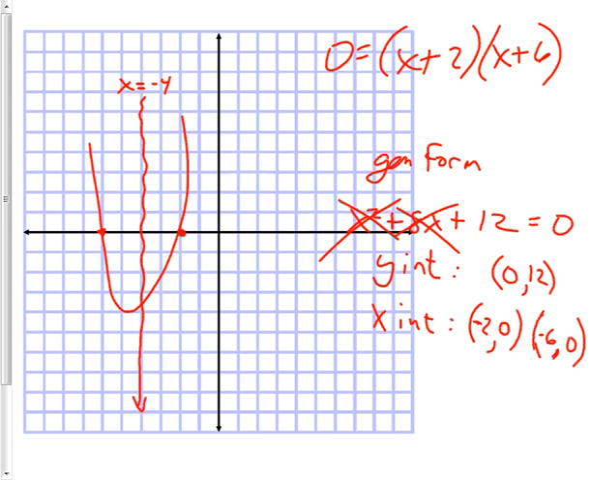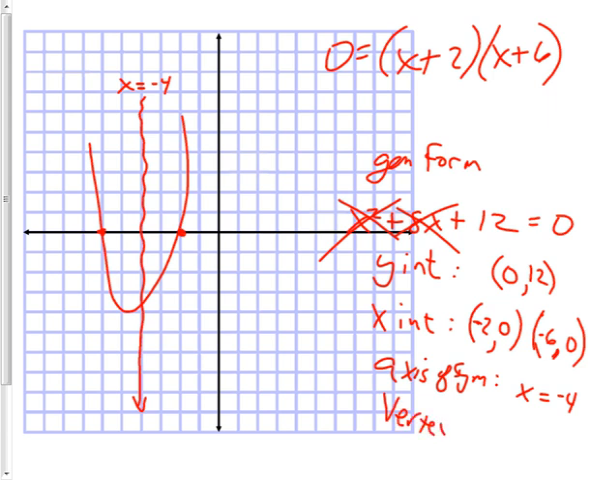Okay. Next thing is the axis of symmetry. That's a line. Remember, it's not just a number. I'm aware that it's negative 4, but don't write negative 4. Write x equals negative 4. That's a line as opposed to a point. They're different things.